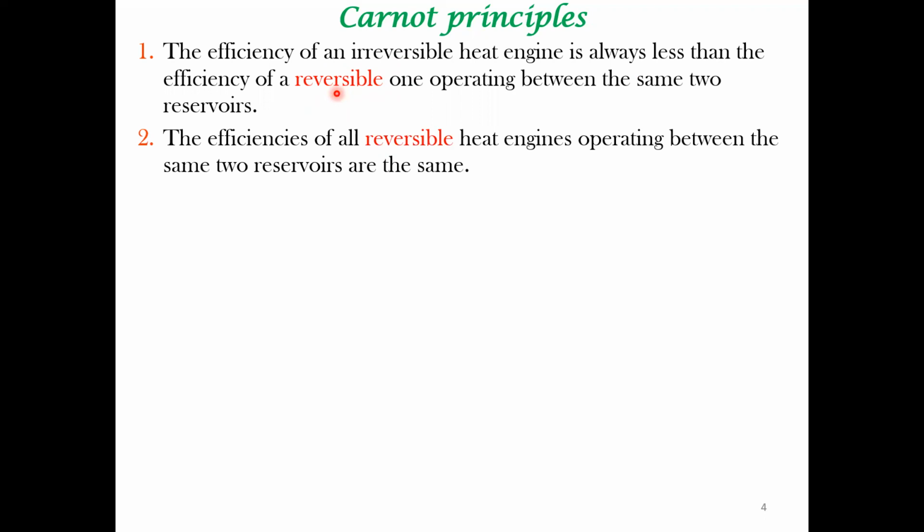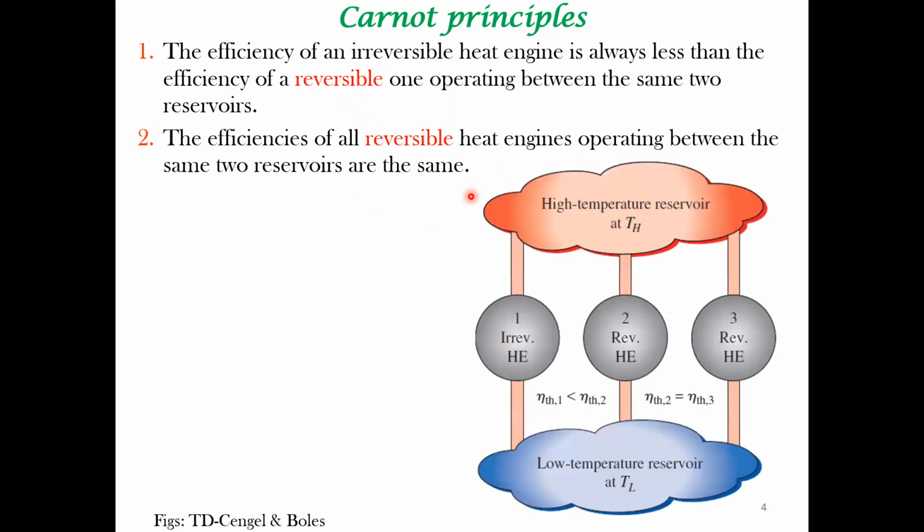The second Carnot principle is that the efficiency of all reversible heat engines operating between the same two reservoirs are the same. Okay, so it is independent of the engine fluid that's being used. So it just depends upon the temperature of the high and the low temperature reservoir. So this can be visualized using the schematic.